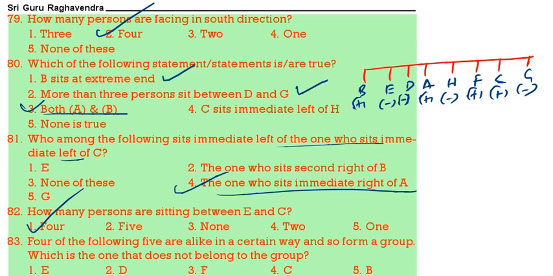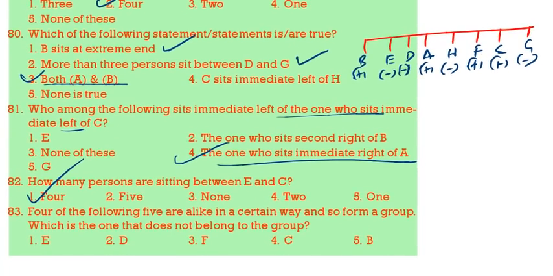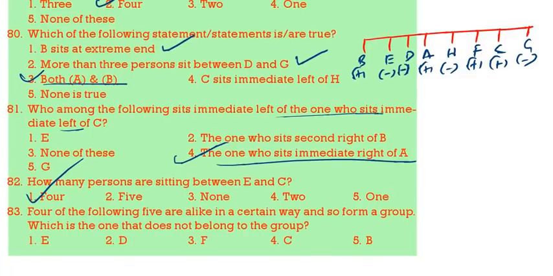4 of the following 5 are alike in a certain way and hence form a group. Which is the one that does not belong to the group? See here, E, D, F, C, B. Out of which only B is at extreme end. Only B is in the corner. So B is the odd one out.